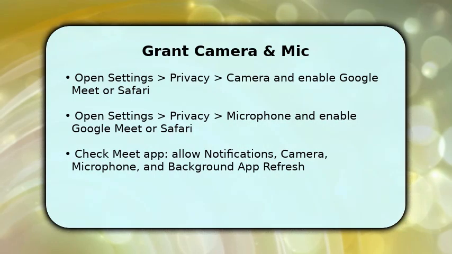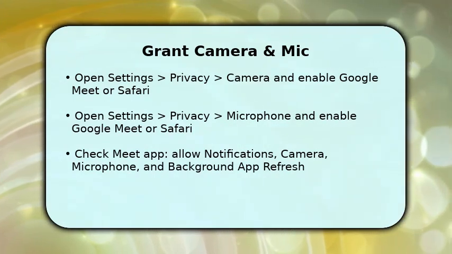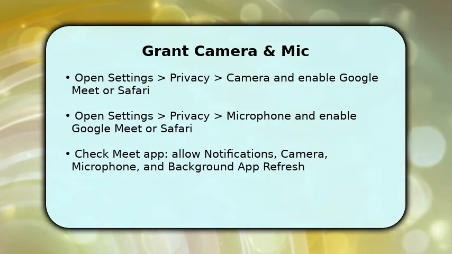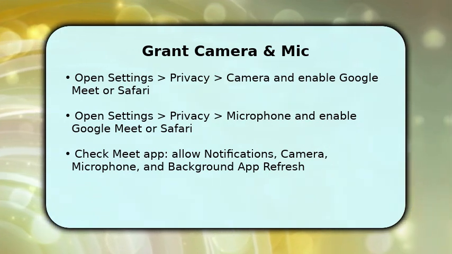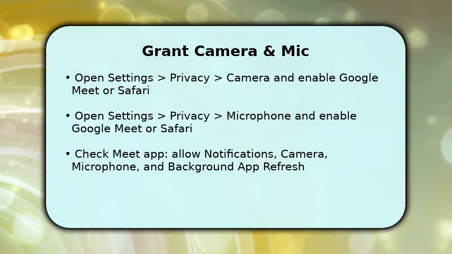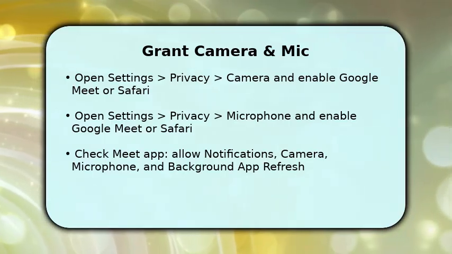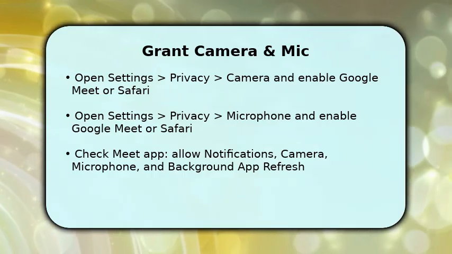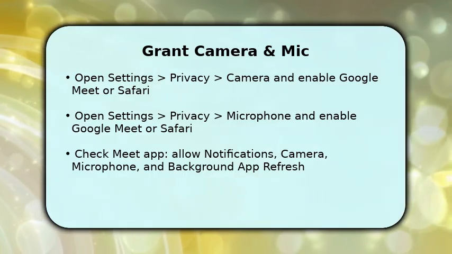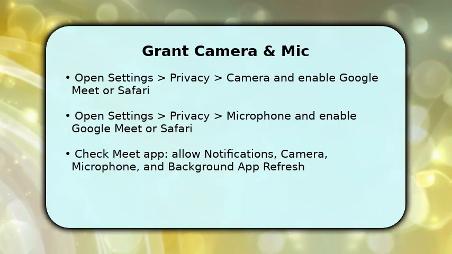Next, give Meet access to camera and microphone so audio and video work. Go to Settings, Privacy, and enable camera and microphone for the Meet app. If using Safari, allow camera and mic under websites when prompted. Then open Meet and accept device prompts. If you miss a prompt, return to Settings to enable them manually.